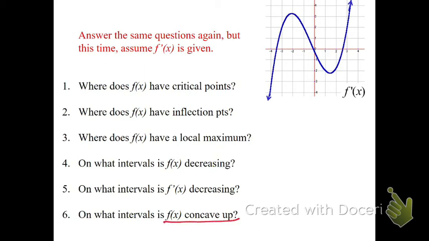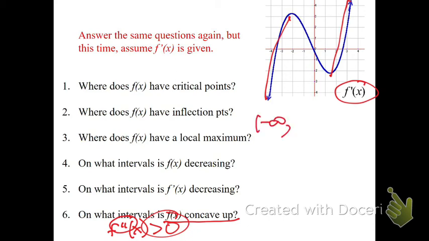F of x concave up is second derivative positive. Okay, second derivative justification on a first derivative graph, one derivative away. So we're looking at slope is positive. So that would be slope positive here and slope positive is here. Okay, so my approximate answer would be negative infinity to about 2 and about 1.4, whatever you said it was before, to infinity.